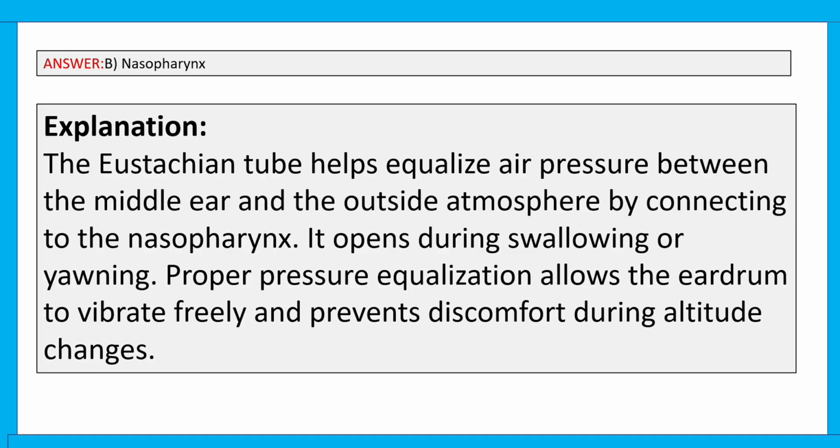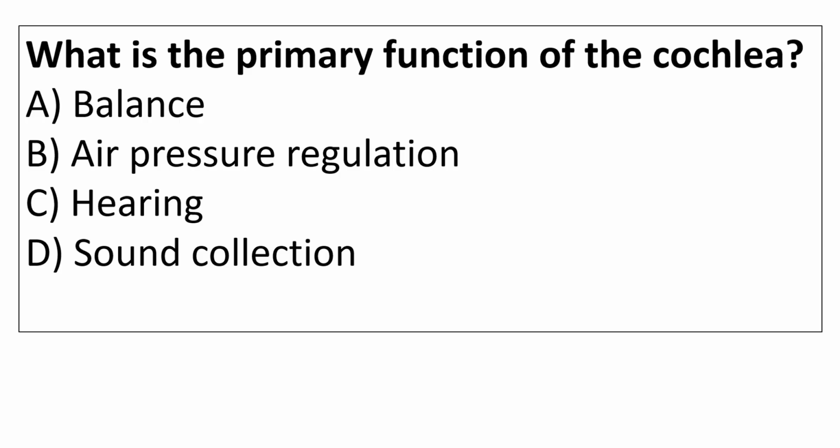The eustachian tube helps equalize air pressure between the middle ear and the outside atmosphere by connecting to the nasopharynx. It opens during swallowing or yawning. Proper pressure equalization allows the eardrum to vibrate freely and prevents discomfort during altitude changes.